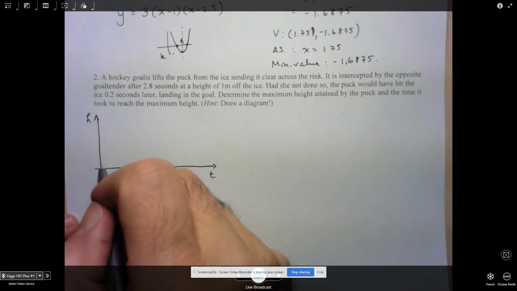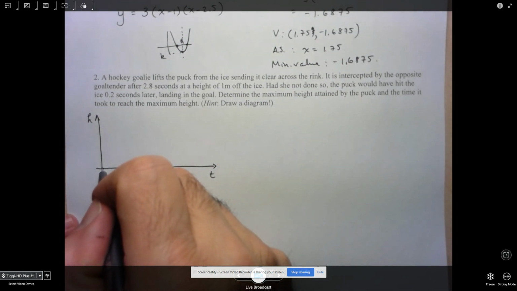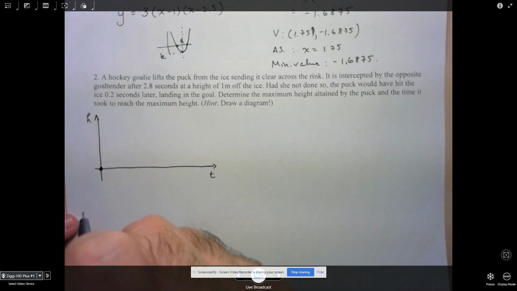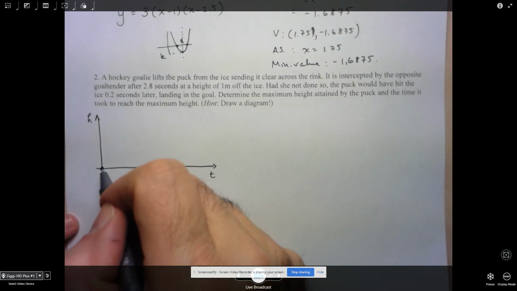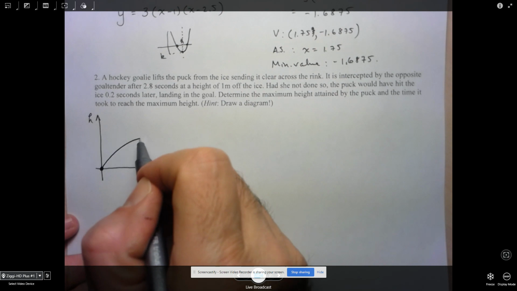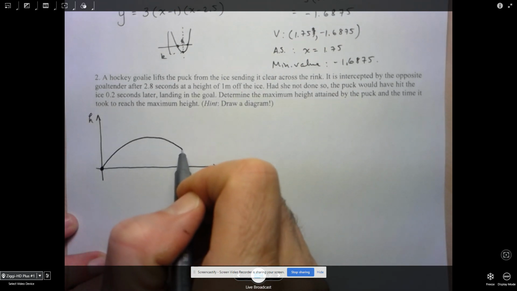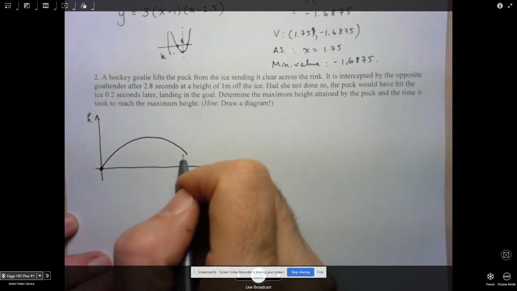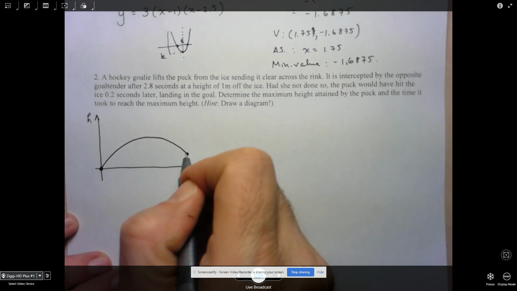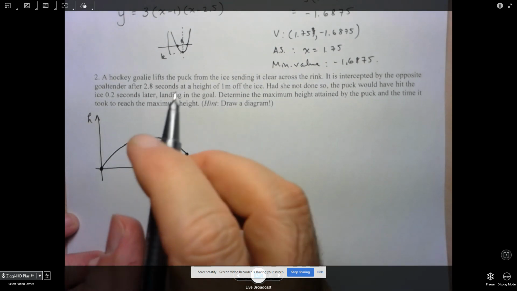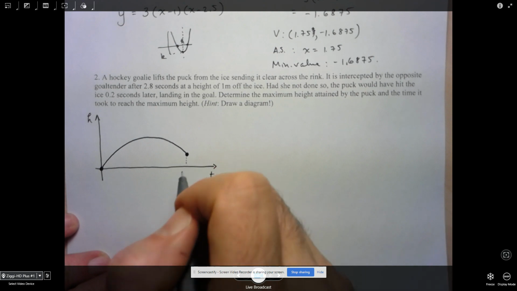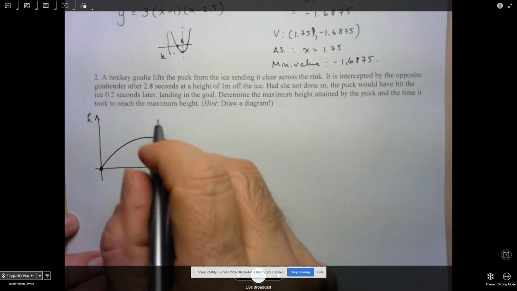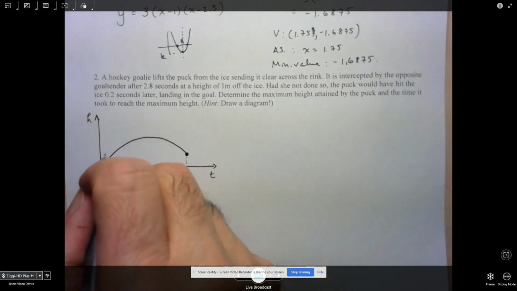So it starts off at the ground, okay? And there we notice, hey, on the ice, hey, that's one of our x-intercepts. And then it goes up, gets lifted, goes up, and then eventually comes back down. But a meter above the ground, it gets stopped. Okay, and where does this happen? Well, it happens at a time value of 2.8, and at a height of 1 meter.